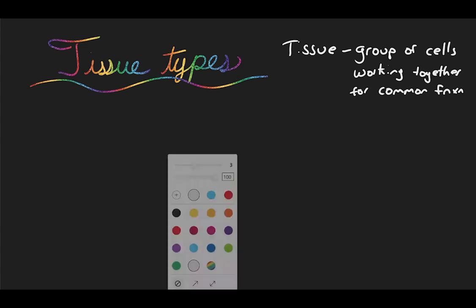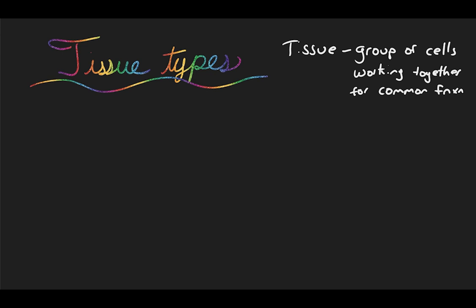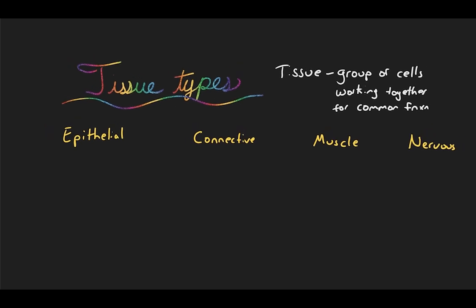And when we talk about tissues in the body, there are four main types of tissue that we talk about. There is epithelial tissue, there is connective tissue, there is muscle tissue, and there is nervous tissue. Now, each of these can be further broken down into different subcategories or subtypes. So just briefly, we'll break them down into their different subtypes.